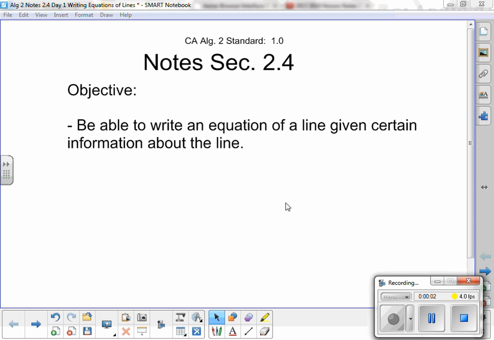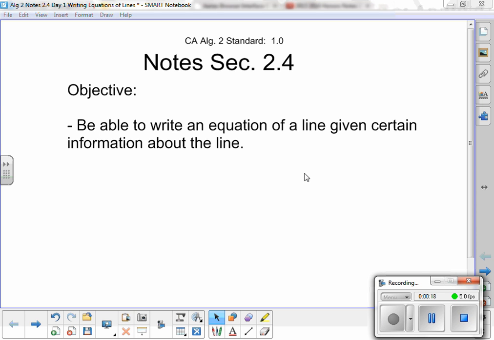So here are your notes for section 2.4, your homework that I'm giving you guys to take notes on. So the objective today is to be able to write an equation of a line given certain information about that line.